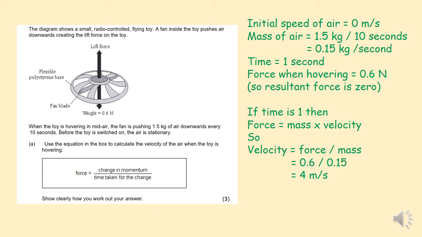So my time is 1. The force when hovering is 0.6 newtons upwards, and that is equal and opposite to the weight force, giving me a resultant force of 0. We're told that the toy is hovering. That means it's not moving up or down. So if our time is 1, then force is mass times velocity, which means that my velocity is the force divided by the mass, 0.6 divided by 0.145, which gives me 4 meters per second.